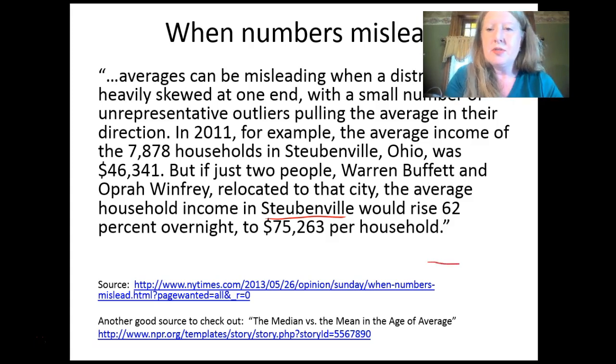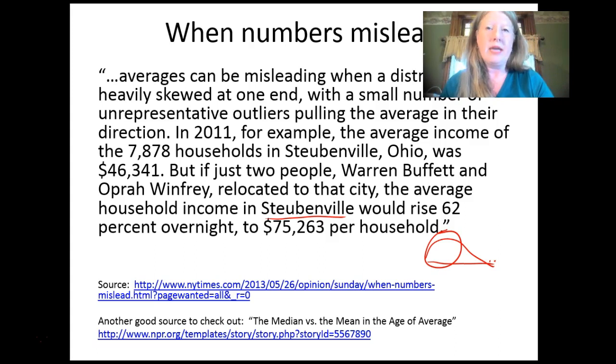So the distribution would look something like this. Most people are down here, but then Oprah and Warren Buffett are way out here. They're pulling the average in that direction of the outlier. So it's going to look like people in that town earn a lot more than maybe they actually do. So there's a link here to the article if you want to go and read it.